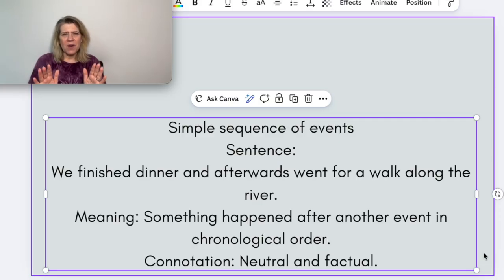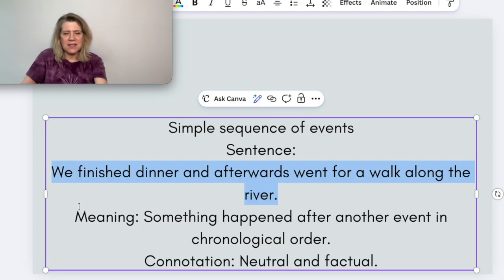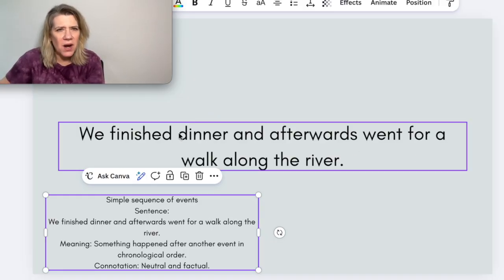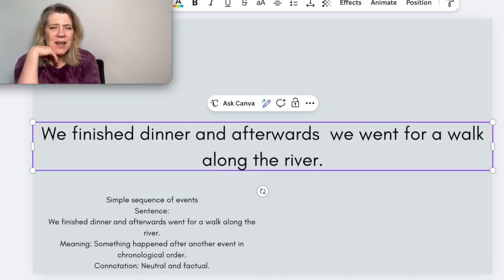Now, before we move on, I want to do a little bit of work with subjects because this is a great example. Here, we have some subjects. So we're looking at this sentence. We finished dinner and afterwards went for a walk along the river. I have two parts of this sentence. I have this part, we finished dinner, and we have this part, went for a walk along the river. And afterwards is a conjunction, joining these two sentences. But I want you to notice this one, right here, our subject is we.